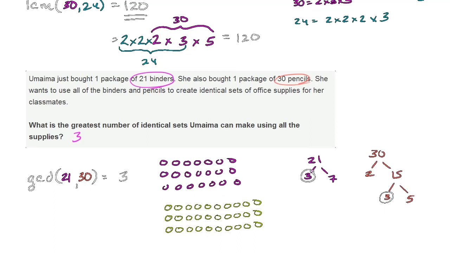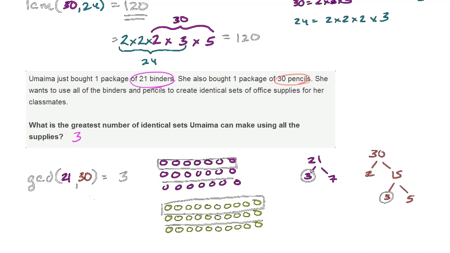So I can divide both of these into groups of 3. For the binders, I can do it into 3 groups of 7. And for the pencils, I could do it into 3 groups of 10. So if there's 3 people coming into this classroom, I could give them each 7 binders and 10 pencils. That's the greatest number of identical sets Umama can make. I would have 3 sets. Each set would have 7 binders and 10 pencils.